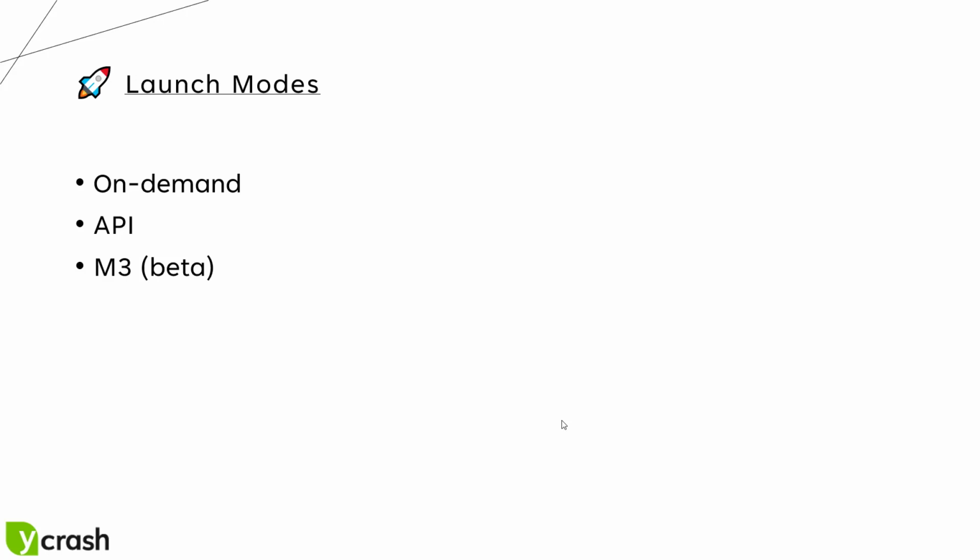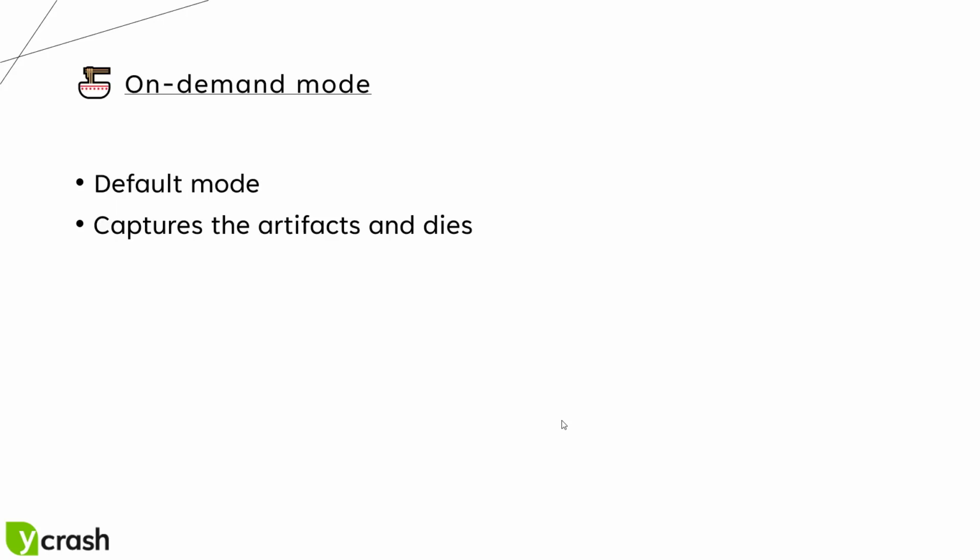Now let us talk about the launch modes. By default, as I showed in my last video, you can launch the yCrash agent on demand. Basically, you just start the process and then the process dies. There is another mode called API, and we are building a beta version called M3, which we'll cover in future videos. But now let us quickly look at on-demand. The on-demand mode is the default mode. It just captures the artifacts and kills the process. Nothing keeps running. There is no daemon process as such. It's just a fire-and-forget kind of analogy.